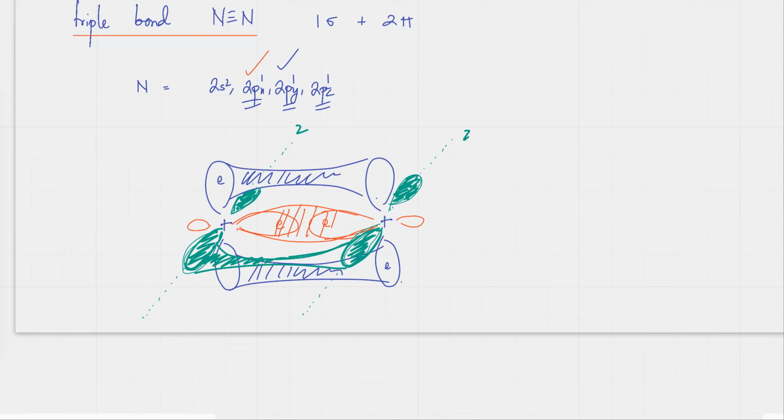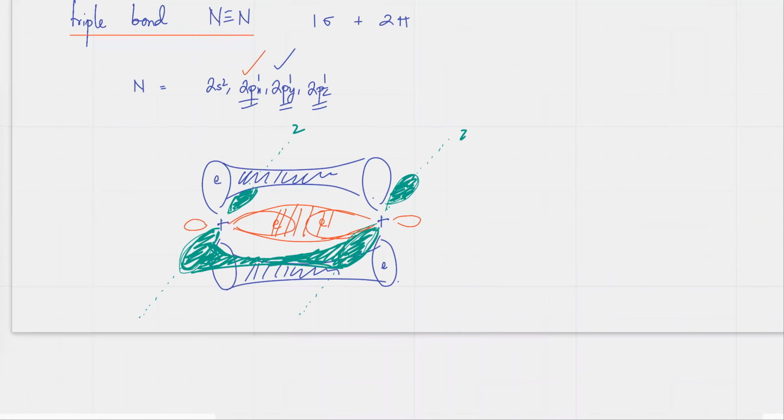They would try to pull each other's electrons, and they would overlap in front and behind the molecule. So there's going to be two pi bonds. One would be on the y-axis, where the orbitals overlap. The other ones would be on the z-axis and they would also overlap. The first one ended up forming a sigma bond. Is this clear? Yes, sir.